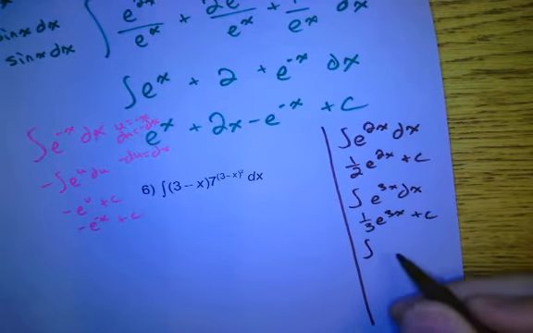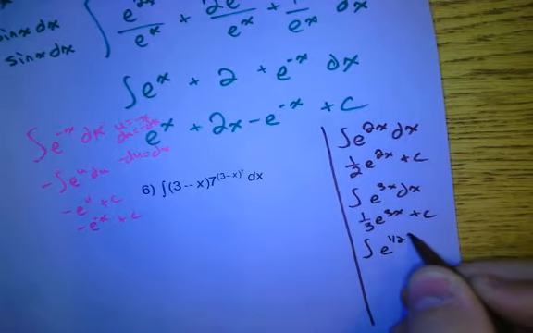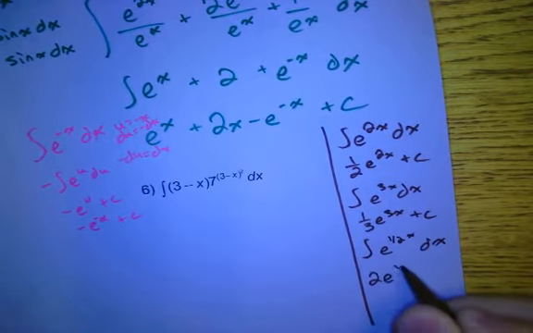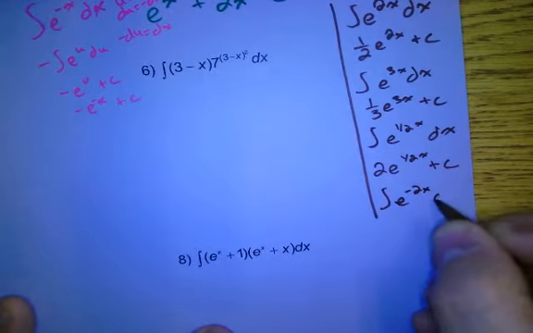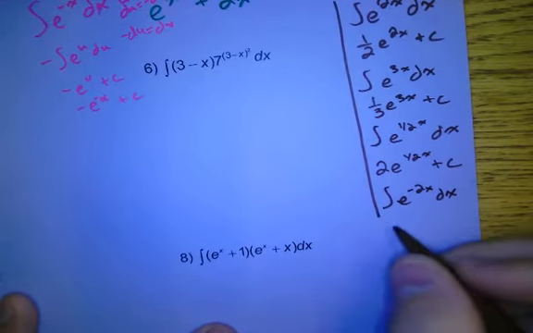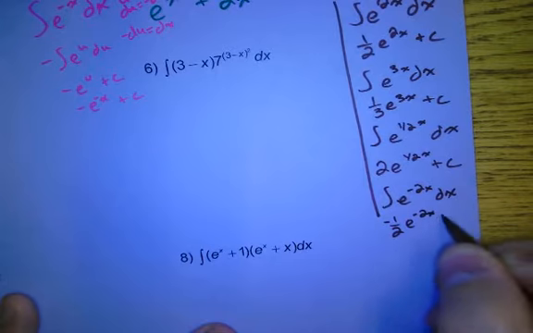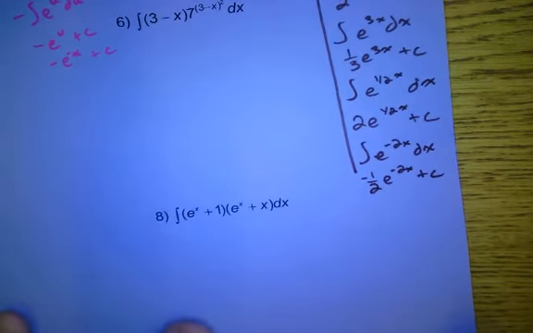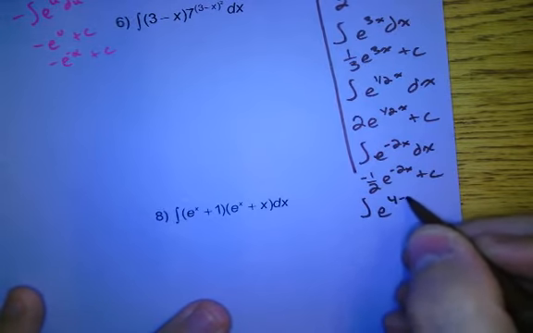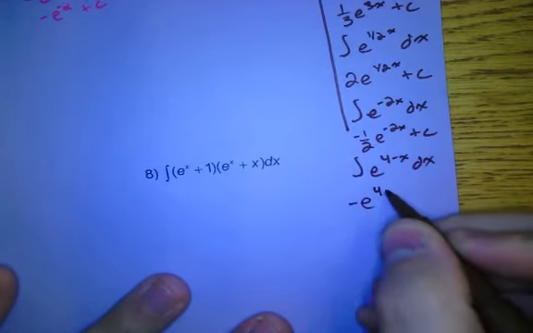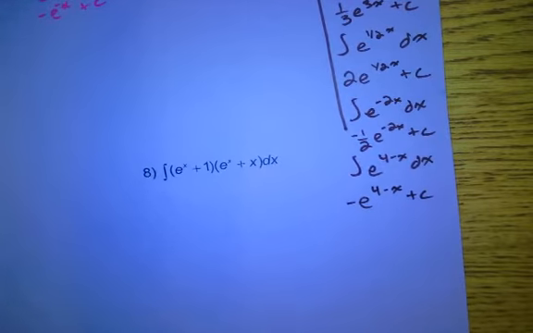Keep going with the lightning round. e to the 1/2 x dx. There we go. I got it. e to the negative 2x dx. All right, here's the bonus lightning one. Here we go. You ready? e to the 4 minus x dx. Yes! Nice!